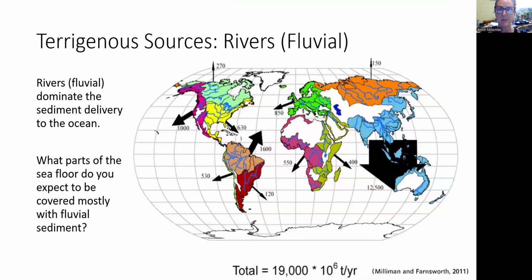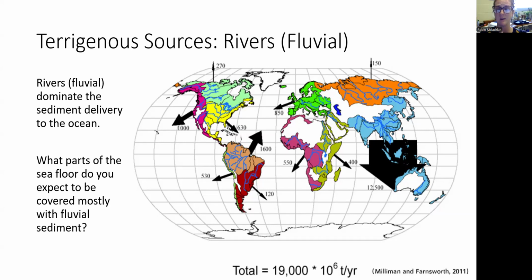I love this map. This map is showing the amount of sediment that is coming off of different regions on land going into the ocean, and the amount of sediment is signified by the size of the arrows. So, as I said, rivers dominate sediment delivery to the ocean, which means that the regions of the ocean that receive the most sediment are those that are at river mouths. So we're going to get a ton of sediment deposited on the Georgia coast because we have a lot of rivers draining the Appalachian Mountains, depositing sediment on our coastline.